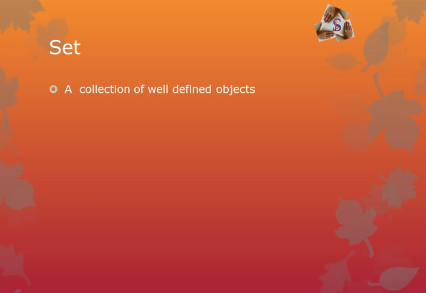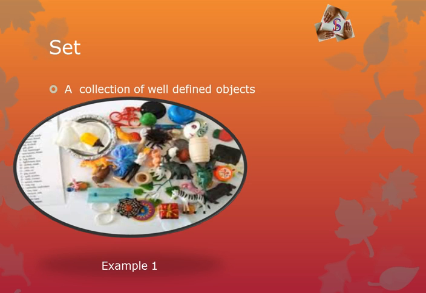Now, what do I mean by well-defined? Well-defined means that it must be absolutely clear to us which object will belong to the set and which object will not belong to the set. So, let me explain to you this with example.